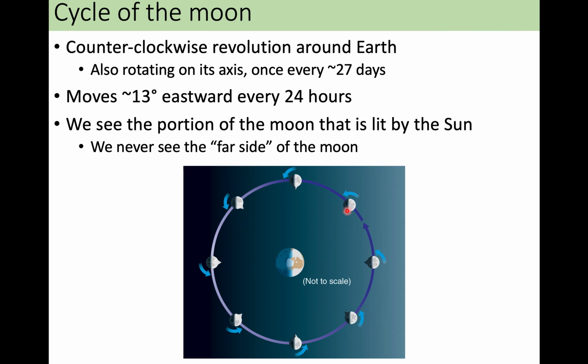And you'll notice that this pretend mountain, if we keep it in the same spot on the moon, as the moon orbits around Earth, the moon itself is also rotating on its axis. So this mountain is always pointing towards Earth. So we always see the same side of the moon. We never see the far side. We never see the back side of the moon.